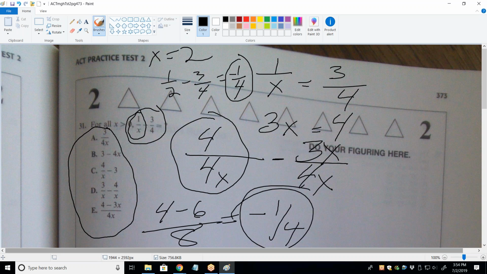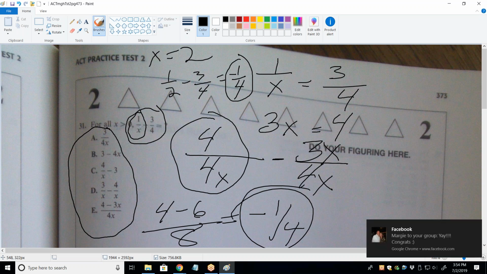So this is a potential problem where you could pick numbers. The only reason I'm pointing it out is because you should always look for this feature where you have variables in the question, and it can be more than one variable. Maybe it's x and y, and every answer is in terms of x and y.